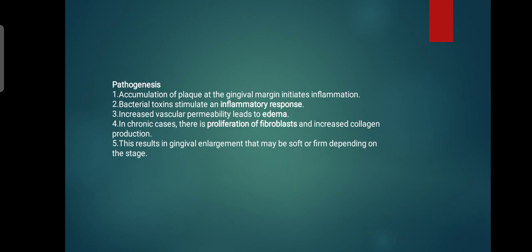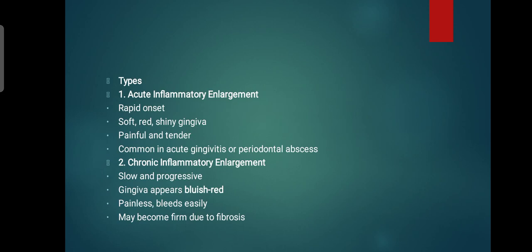Now, what is the pathogenesis of inflammatory gingival hyperplasia? Accumulation of plaque at the gingival margin initiates inflammation. Bacterial toxins stimulate an inflammatory response. Increased vascular permeability leads to edema. And in chronic cases, there is proliferation of fibroblasts and increased collagen production, which results in gingival enlargement that may be soft or firm depending on the stage.